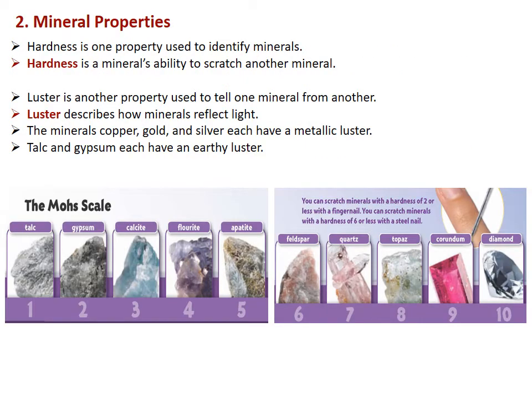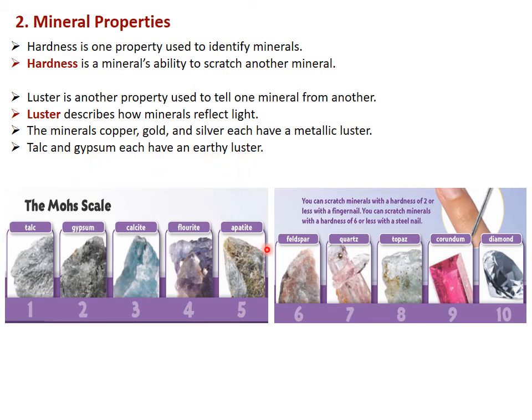Now we are going to talk about mineral properties. Hardness is one property used to identify minerals. Hardness, by definition, is a mineral's ability to scratch another mineral. Luster is another property used to tell one mineral from another. Luster describes how minerals reflect light. The minerals copper, gold, and silver each have a metallic luster. Talc and gypsum each have an earthy luster.